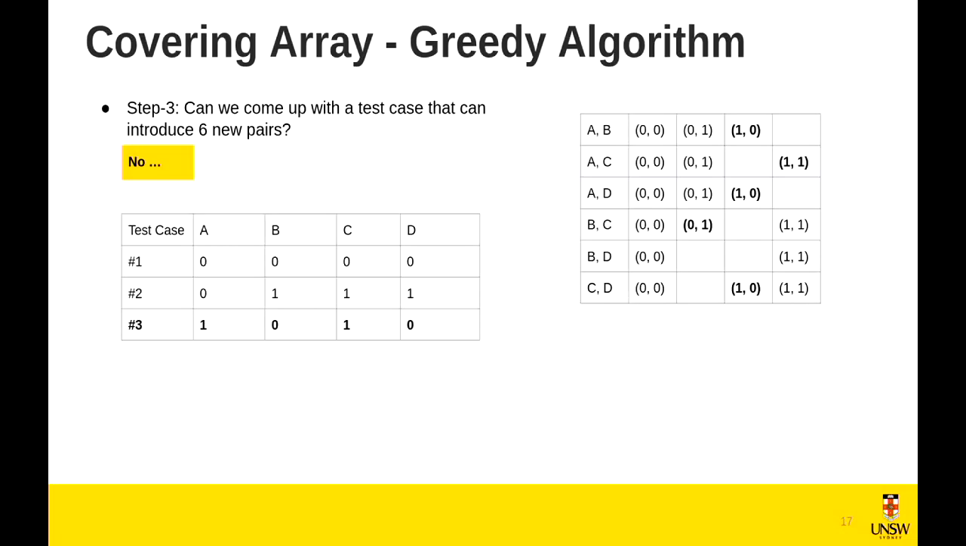And if we try to use the other choice here, 0, 1, then we will suffer from a duplicate of 0, 0 for BC. So we can't avoid suffering from some kind of duplicates here because we are filling half of the table here. So we have to bear with that duplicate. And this is how we come up with the third test case here.